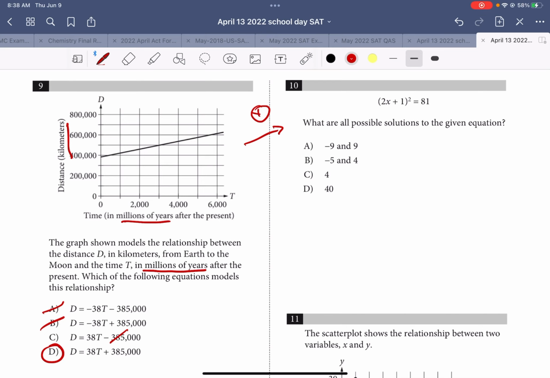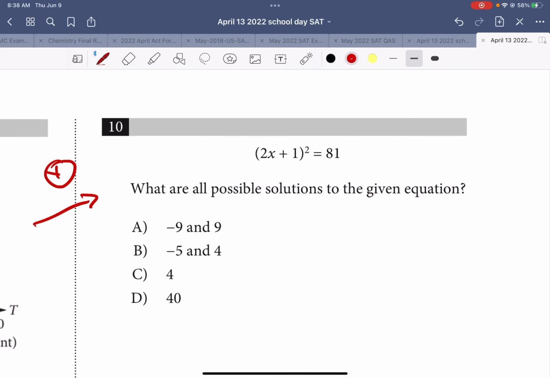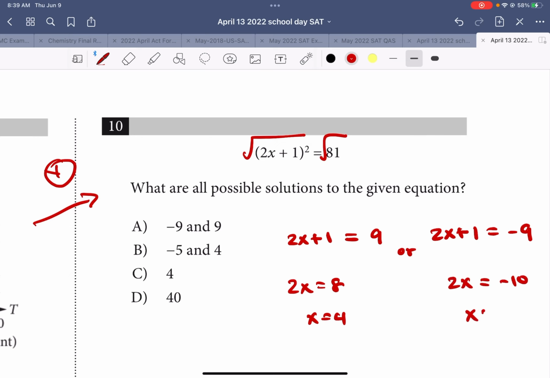Okay. Now, number 10. What is a possible solution? When you take the square root of both sides, make sure you put plus or minus. So 2x plus 1 equals the square root of 81. The positive square root of 81 is 9. Or 2x plus 1 is negative 9. Okay, because of plus or minus. So 2x equals 8, x equals 4. And the other one, 2x equals negative 10, so x is negative 5. So the answer is B.